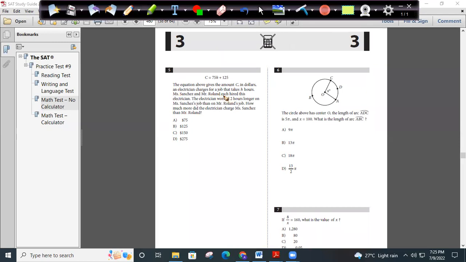But many students made mistakes in this question. Why? Because you are not reading the question carefully. What is the meaning of this? For every 1 hour of work, the electrician will charge $75. That is the meaning of the slope. The electrician charges $75 for every 1 hour of work he does. Now, how many hours more is he working? 2 hours. For 1 hour, 75. For 2 hours, how much? 2 into 75, 150. But still, we are making mistakes in such a simple question.